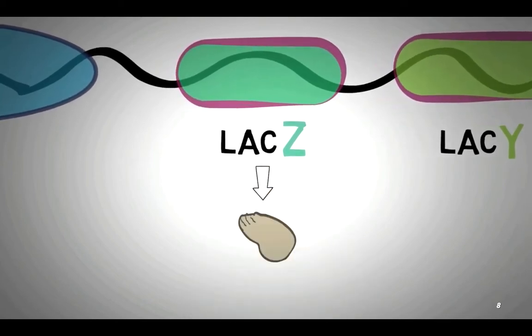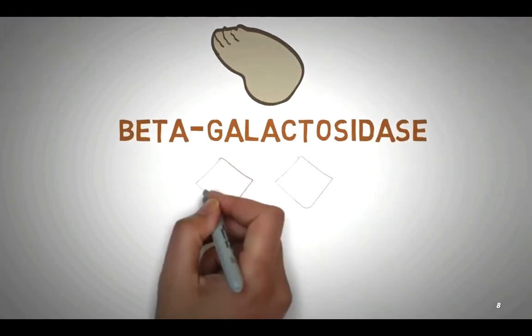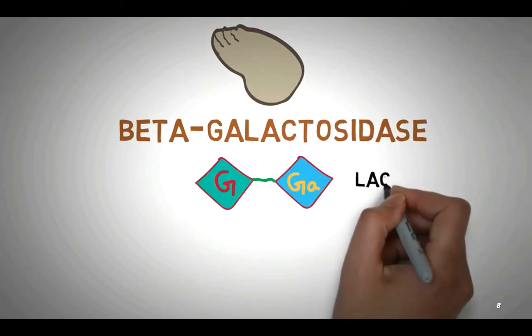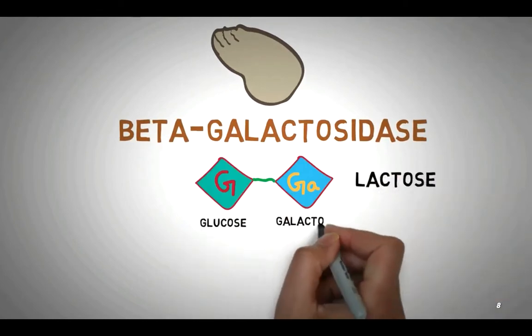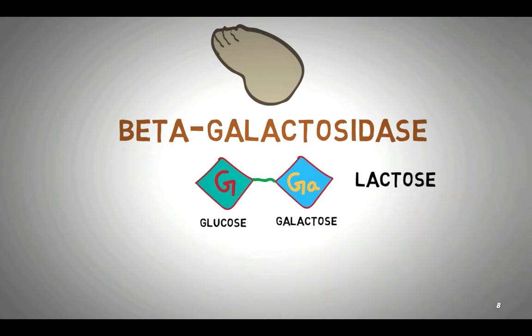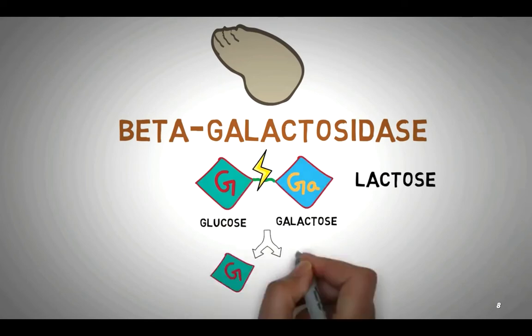As you may know by now, the sugar lactose is a disaccharide, meaning it is made up of two simple sugars, glucose and galactose, joined by a glycosidic bond. The enzyme beta-galactosidase breaks the bond between glucose and galactose, thus converting lactose, which is a disaccharide, into two simple sugars.